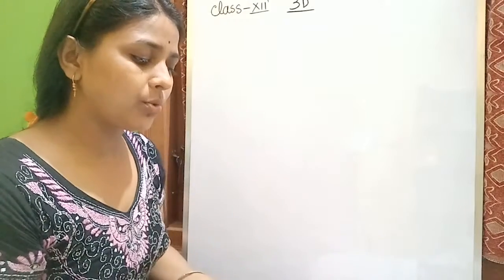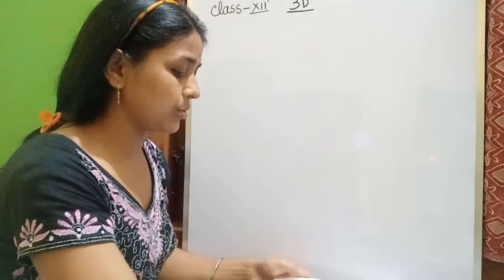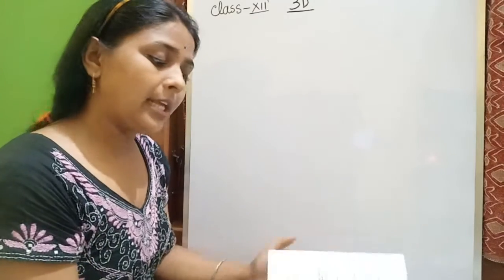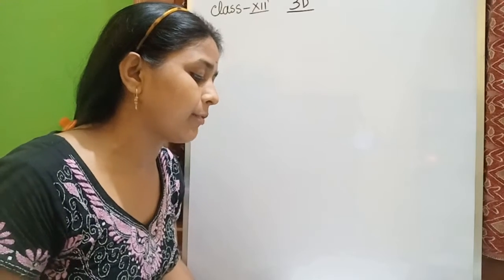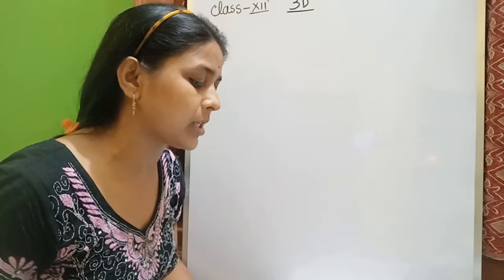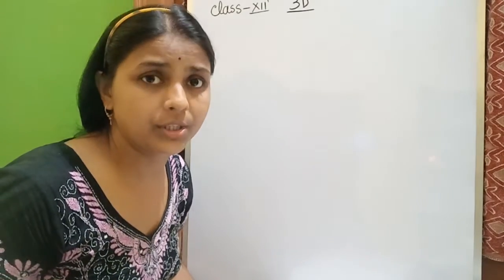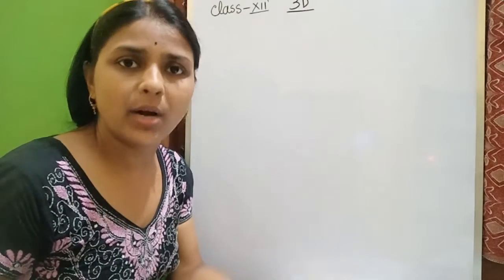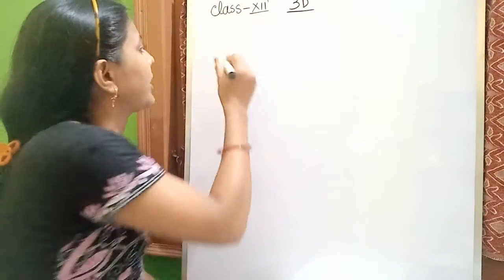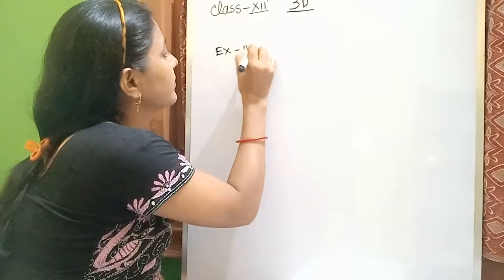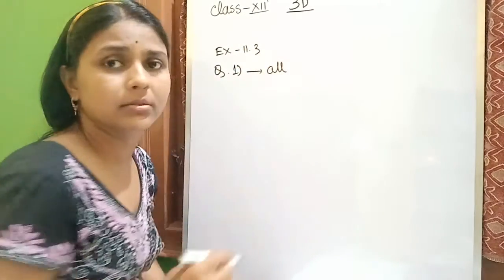Okay, coming to the next question. Next question means we will be going to the exercise. Exercise 11.3, question number 1: in each of the following cases determine the direction cosines of the normal to the plane and the distance from the origin. This is what I told, same, we have just completed. So exercise 11.3, question number 1, all questions can be done.